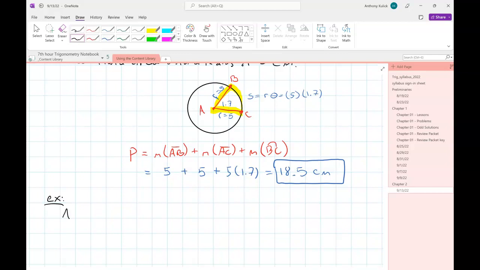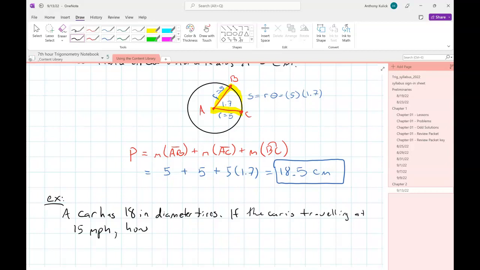All right, one more example. A car has 18-inch diameter tires. If the car is traveling at 15 miles per hour, how many revolutions per second are the tires making?